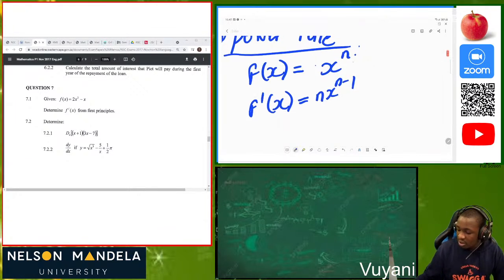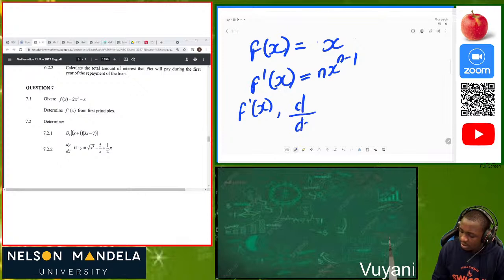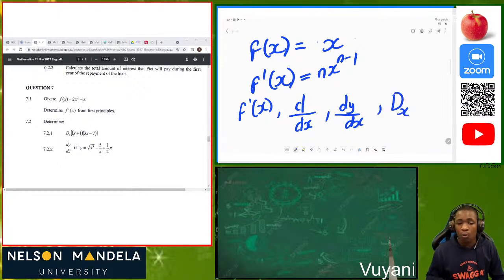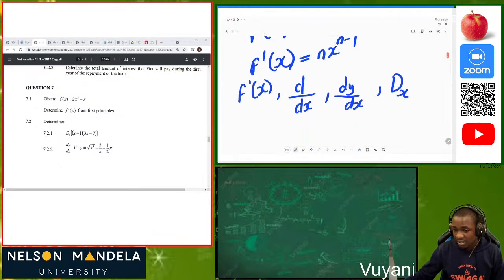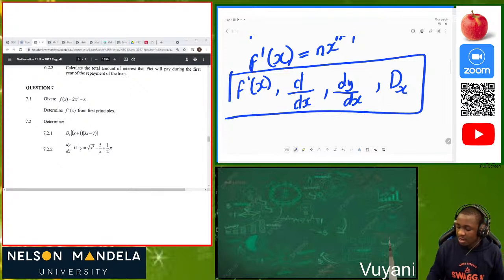That's so important also. Then now the notations that we have to know, for instance, f prime of x is the same as d over dx. We also have dy over dx, and we also have dx. This all means the same thing. It all means the first derivative. So these notations are all the same. They have the same meaning. They are all representing the first derivative.